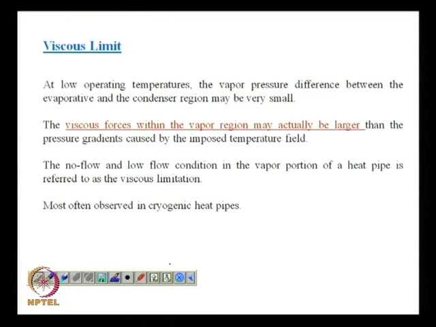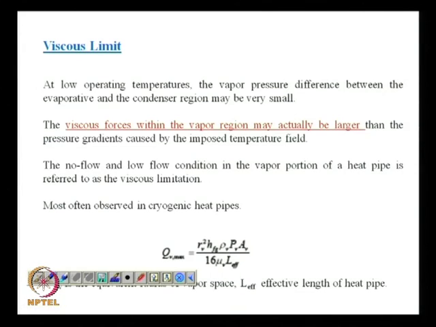So, slow moving vapor towards the cooler side will give rise to viscous limits. This no flow or low flow condition in the vapor region is called the viscous limitation. And as you can obviously see, the chances of viscous limit being the limiting phenomenon in a heat pipe would appear only for cryogenic heat pipes, where the amount of vaporization is generally low. Again, a rough estimate of a viscous limit can be obtained by utilizing this correlation.